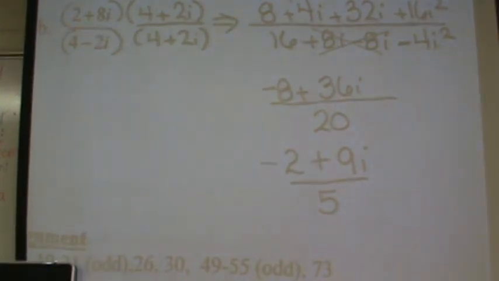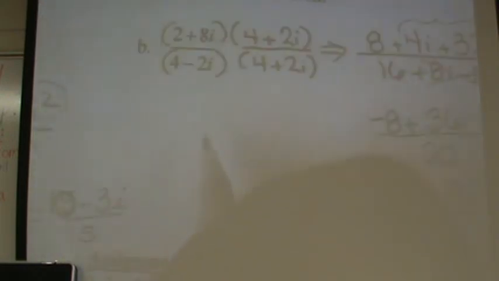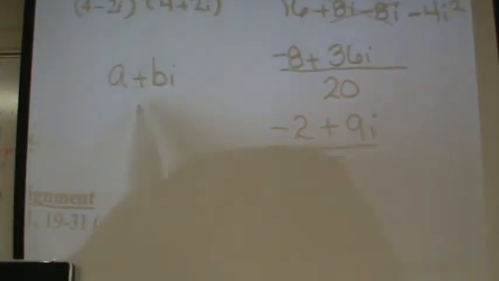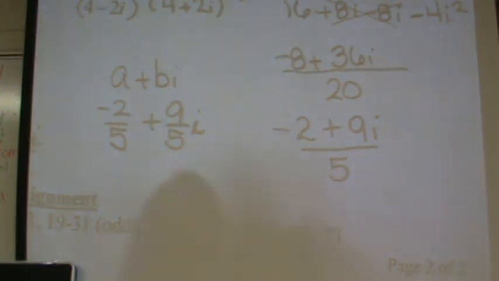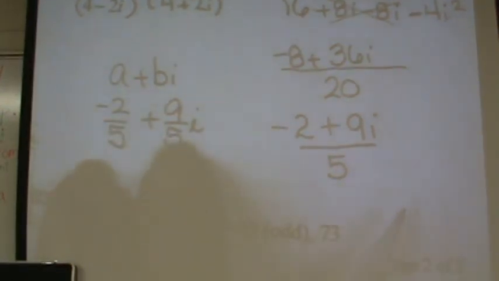If I asked you what the A value is, what would you tell me? Negative 2 over 5. What's the B value? 9/5. And what's the i value? i. So if I wanted to write this in a plus bi format, you would say negative 2/5 plus 9/5 i. So that's the A value, and the B value is 9/5.